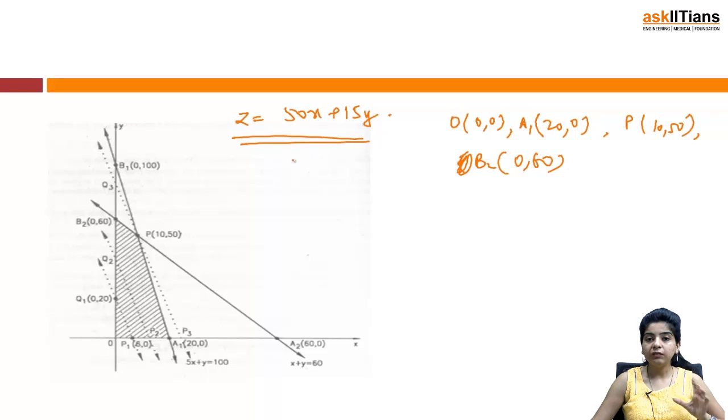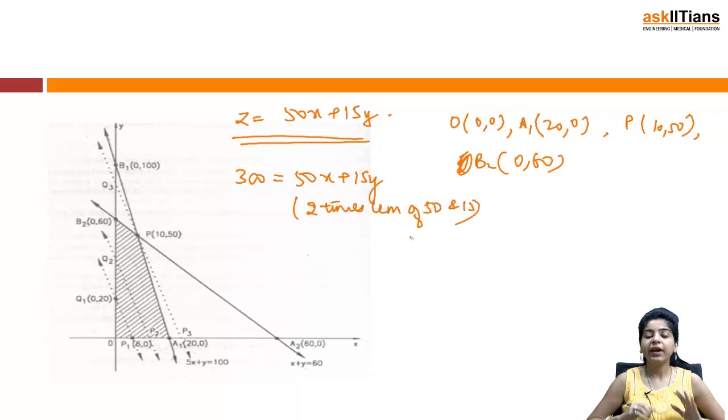Now the value of z is 50x plus 15y. I can give any convenient value to z. Suppose I give z to be 300. So I have 300 equal to 50x plus 15y. This is basically 2 times the LCM of 50 and 15. I have just chosen 2 times the LCM of 50 and 15, and that is 300.